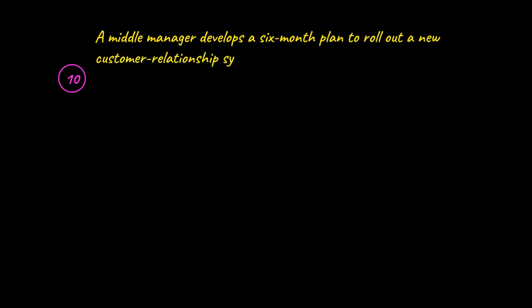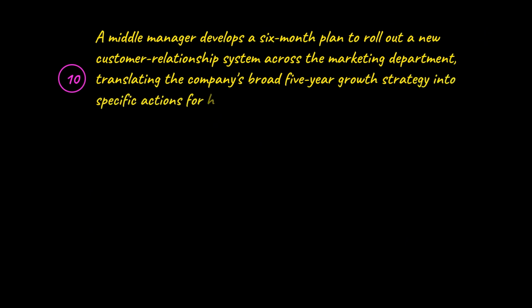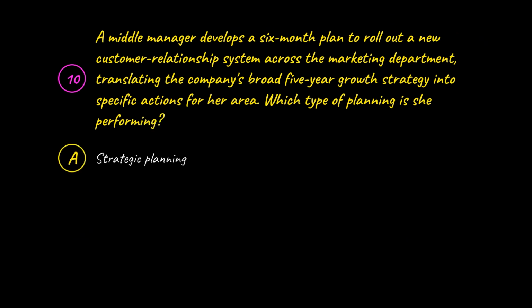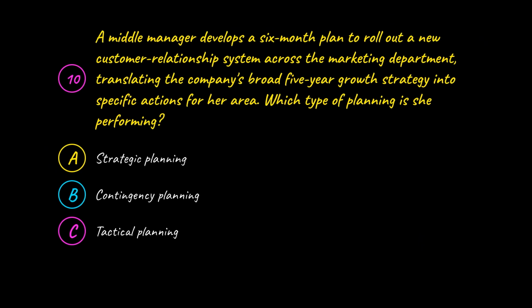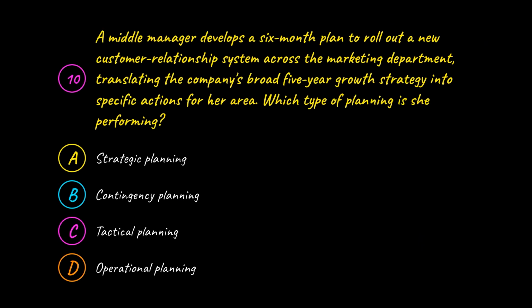Question 10. A middle manager develops a 6-month plan to roll out a new customer relationship system across the marketing department, translating the company's broad 5-year growth strategy into specific actions for her area. Which type of planning is she performing? Your options are A. Strategic planning, B. Contingency planning, C. Tactical planning, D. Operational planning. Take a second. Which answer would you pick?